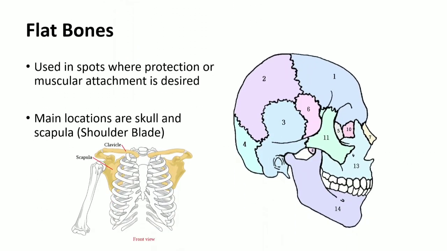The flat bones are found usually where protection is required or muscular attachment is desired. The main locations of these flat bones are the skull and the scapula, or you can say the shoulder blade.